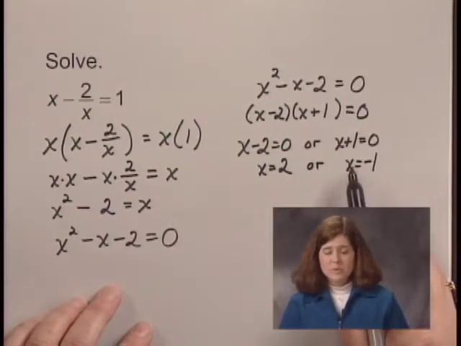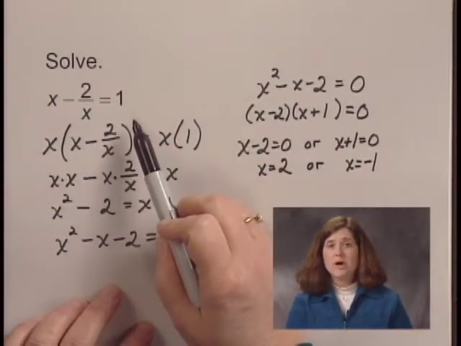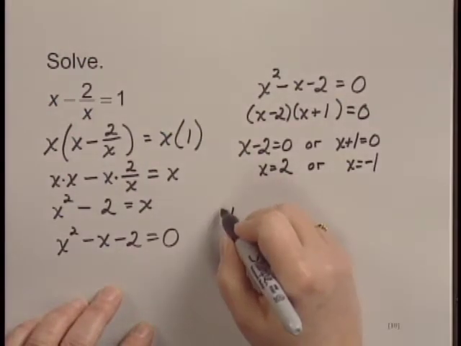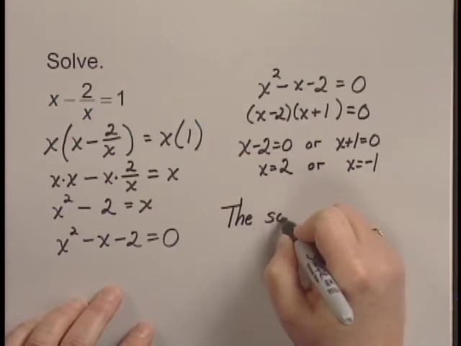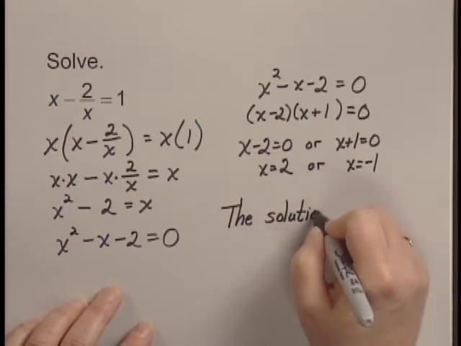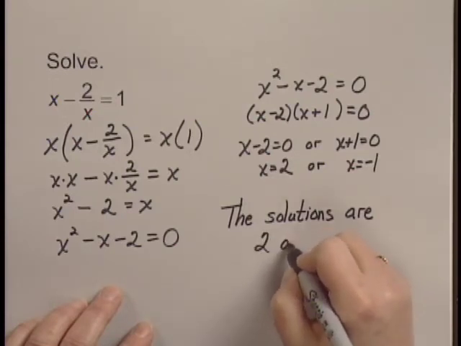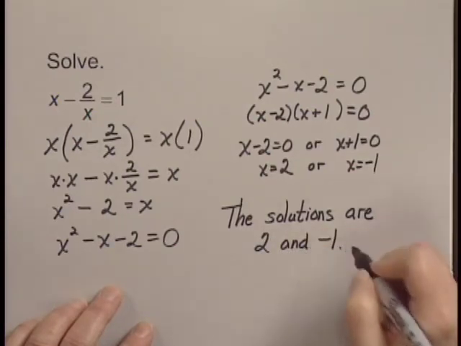Both of these numbers, when I substitute into the original equation, make the equation true. So I can state the solutions are 2 and negative 1.